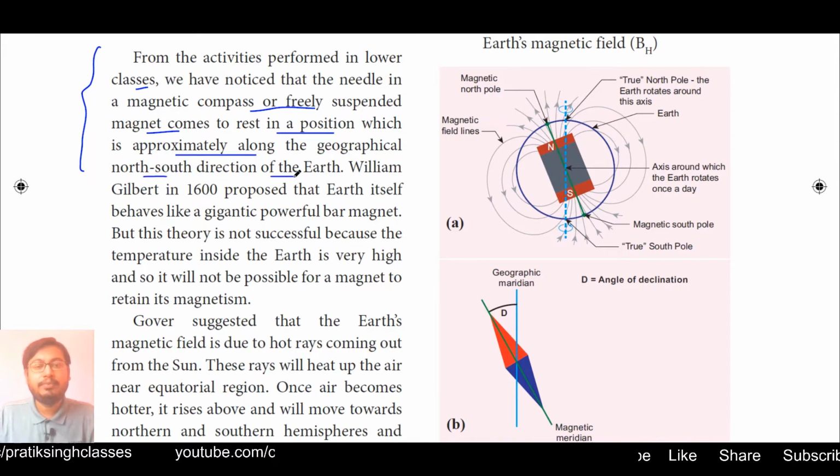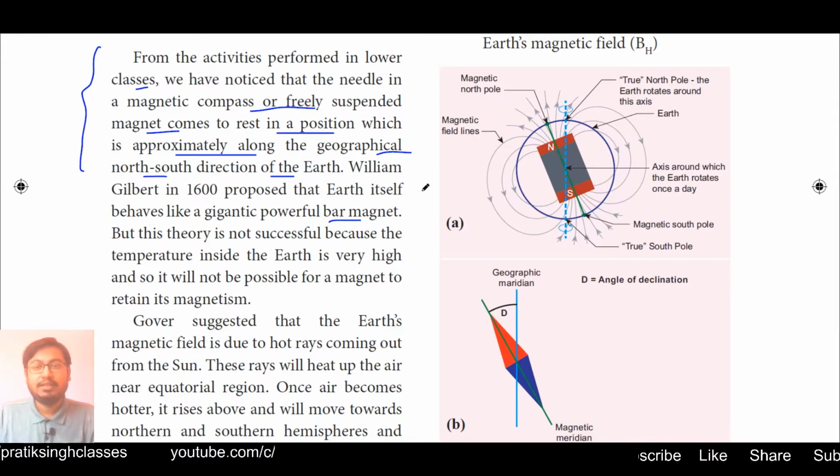That means if you tie a magnet from the center and hang it freely, it will come to rest in the north-south direction of the Earth, that is the geographical north-south direction, not the magnetic north-south direction. William Gilbert in 1600 proposed that Earth itself behaves like a gigantic powerful bar magnet. If the Earth is not behaving like a bar magnet, then why does a freely hanging magnet always come to rest in the north-south direction?